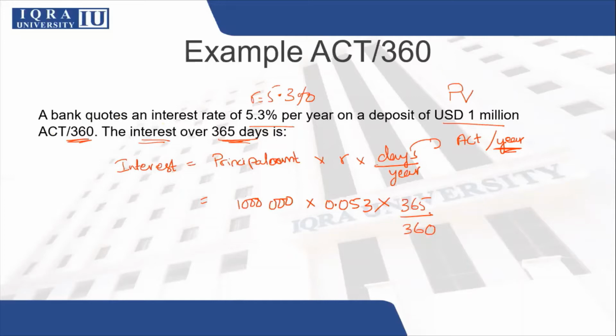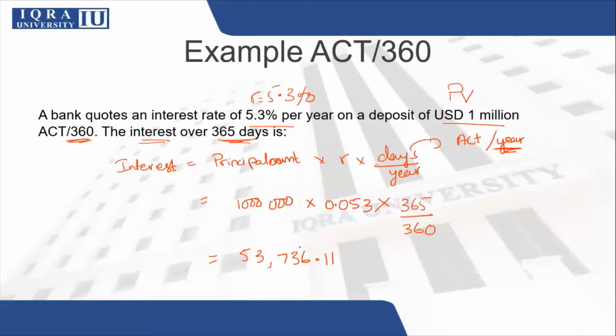If you forget what is going to come, just remember that for the time period that you want to calculate the interest, it is going to come in the numerator. So the thing that you want to find the value for always comes in the numerator. You want to know the interest amount for 365 days, so it's going to come in the numerator, and the convention is 360, so that's going to come in the denominator. So if you do the calculation, your answer is going to come to 53736.11. This is the interest amount.